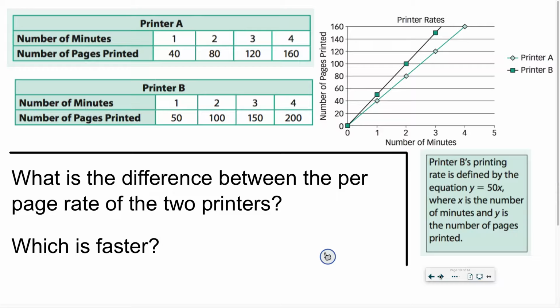So going back to the original question, what is the difference between the pages per minute? 10. And which one's faster? Printer B. Yeah, 50 pages per minute.